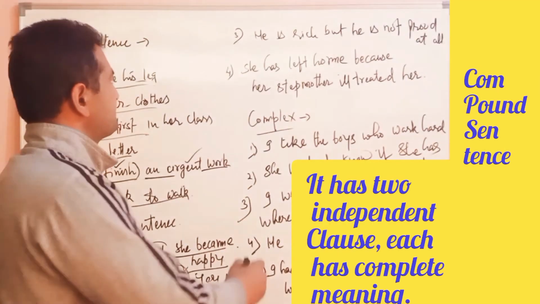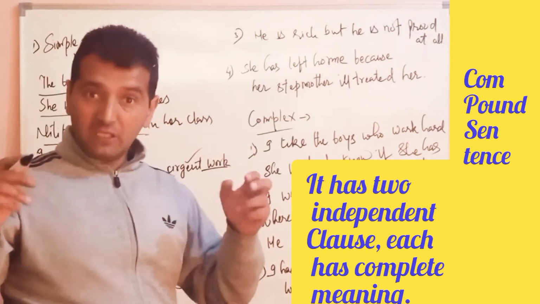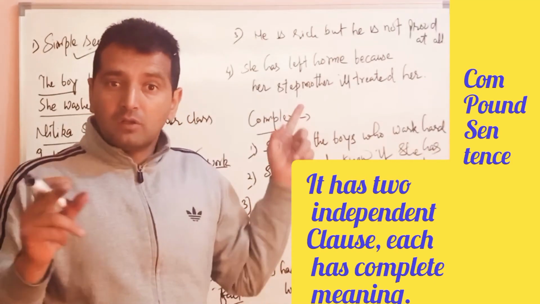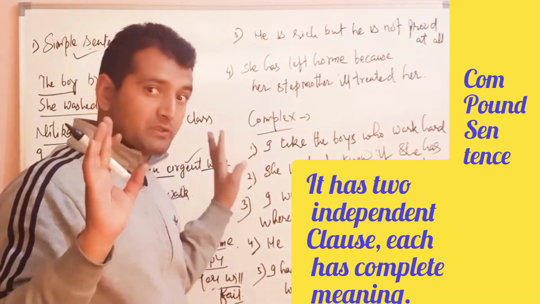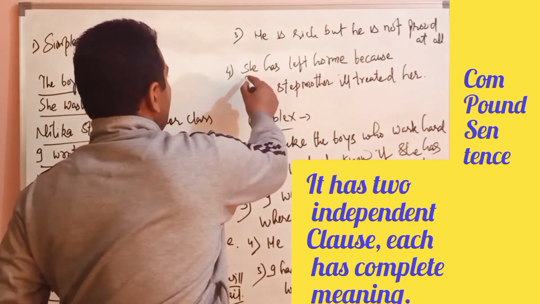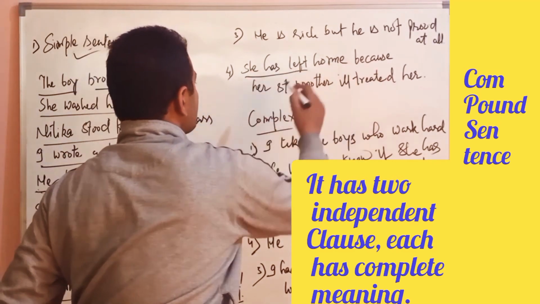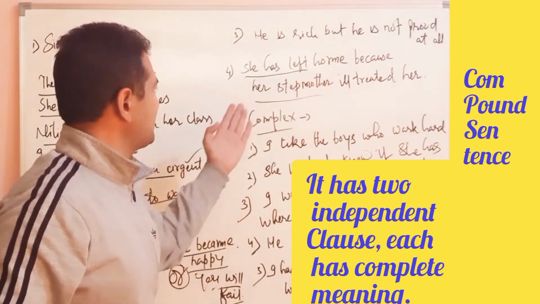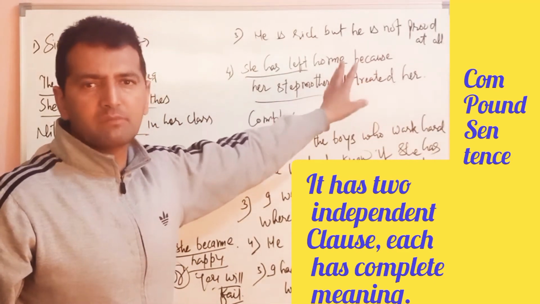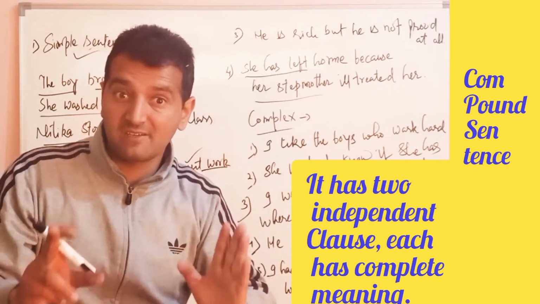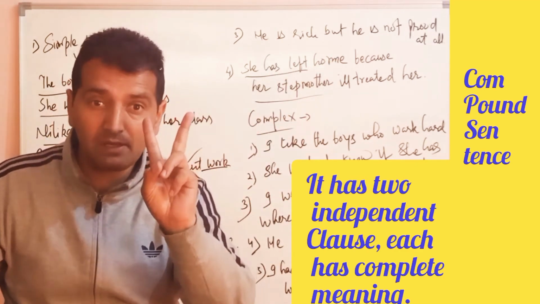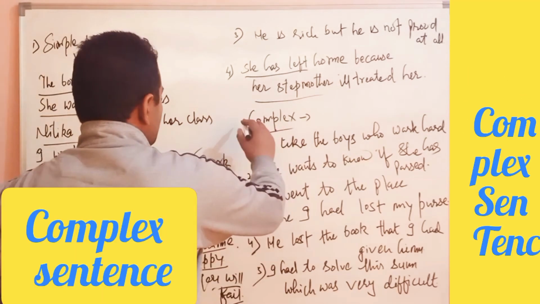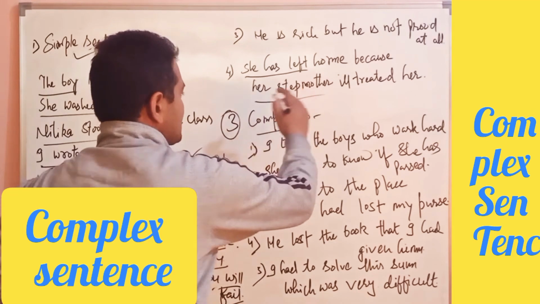Okay, now see here. He is rich, but he is not proud at all. Both are independent, both are principal, both are capable of giving their meaning. And he has left home because her stepmother ill-treated her. Here we do not need "because" if we only want to see compound sentences, which are two sentences with two principal clauses, because they are independent and give their own meaning by themselves. Next one is third, complex.